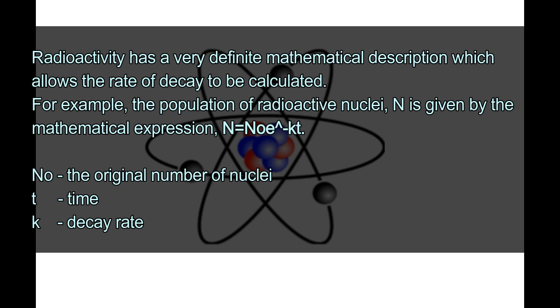Radioactivity has a very definite mathematical description, which allows the rate of decay to be calculated. For example, the population of radioactive nuclei, N, is given by the mathematical expression N equals N sub 0 e to the power of negative kt, where N sub 0 is the original number of nuclei, t represents time, and k represents the decay rate.